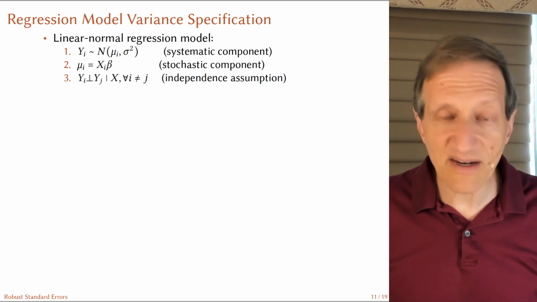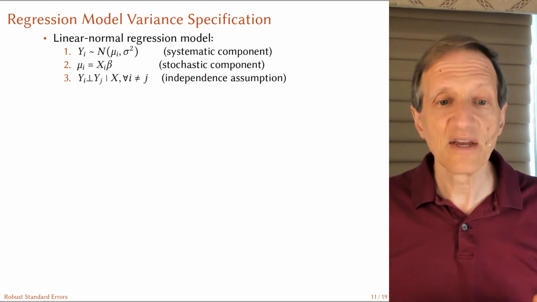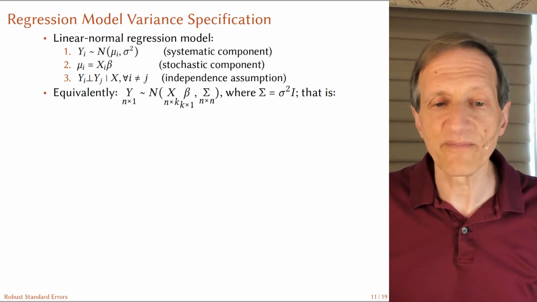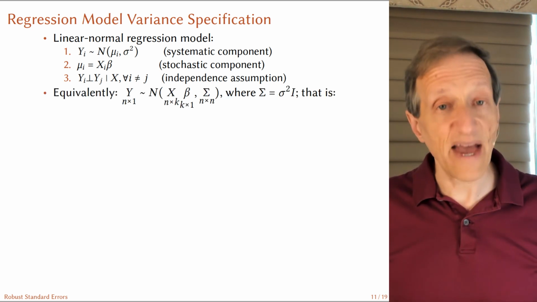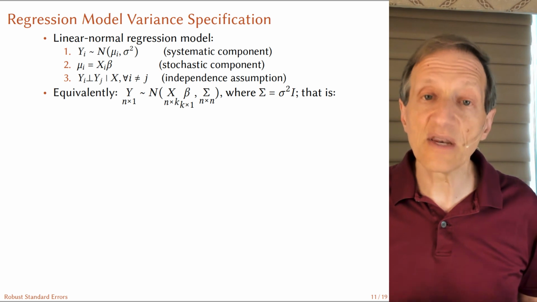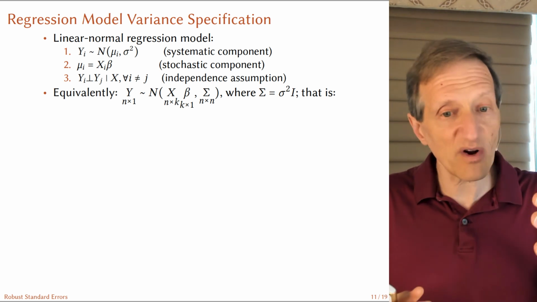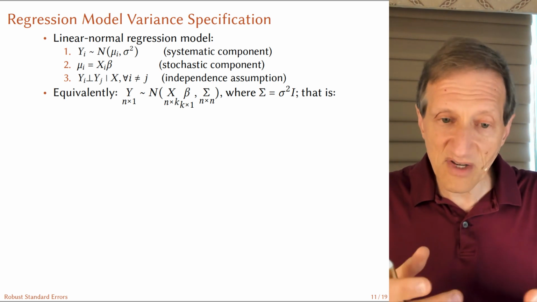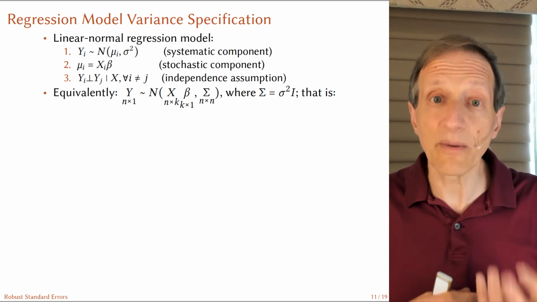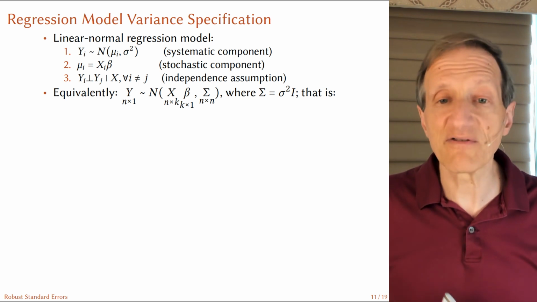We have an independence assumption across observations. That's our linear normal regression model. We can rewrite that in a different way, which is in a matrix formulation. So I have this written in a matrix formulation where under each variable, which is a matrix, I have the dimensions of the matrix.